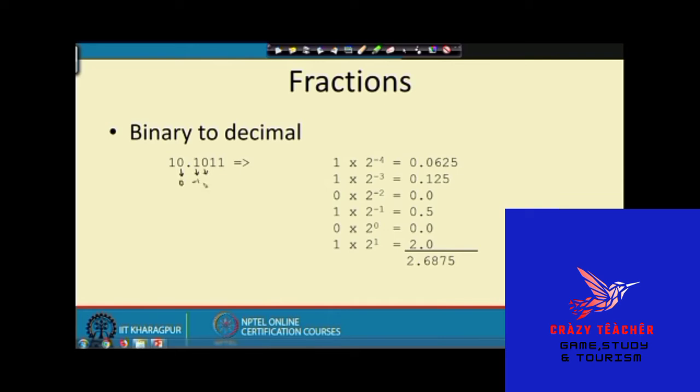Multiplication. We can multiply decimal numbers like this. This is the way we multiply. First we multiply by the first digit, then do a shift, multiply by the second digit, then do another shift, multiply by the next digit, and then we sum all these partial results to get the overall multiplication value. In the binary number system, the rule is like this: 0 into 0 is 0, 0 into 1 is 0, 1 into 0 is 0, and 1 into 1 is 1.